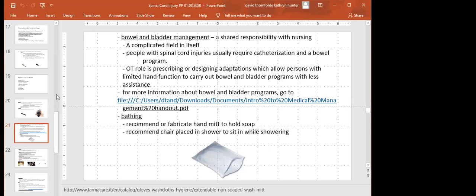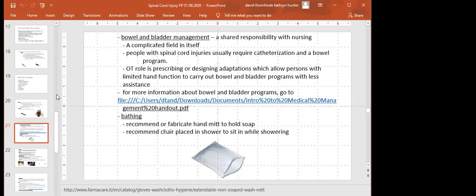But people with spinal cord injury usually require catheterization, which is a process whereby a tube is inserted into the urethra through the penis or through the female genitalia, and it's inserted into the bladder and urine is drained out of the bladder.